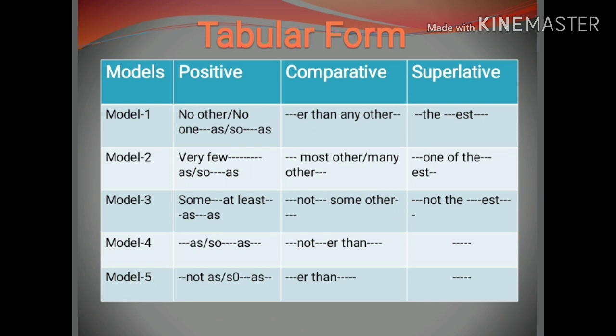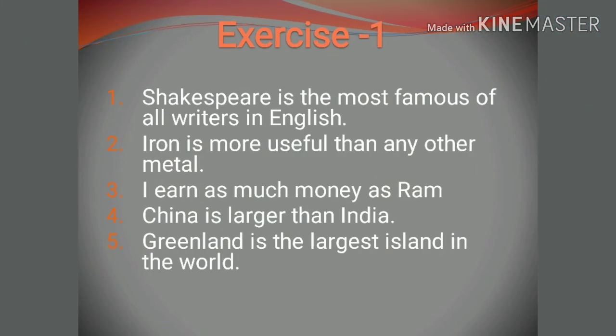In this slide, all the 5 models are consolidated in a tabular form for your ready reference. Exercise 1. First sentence comes under model number 1. Shakespeare is the most famous of all writers in English is in superlative degree. Shakespeare is more famous than any other writer in English is comparative degree. No other writer in English is so famous as or as famous as Shakespeare is in positive degree.